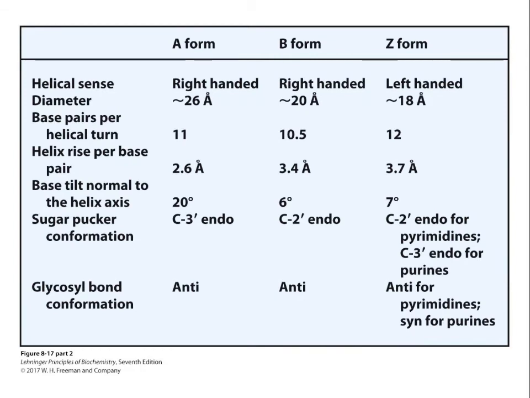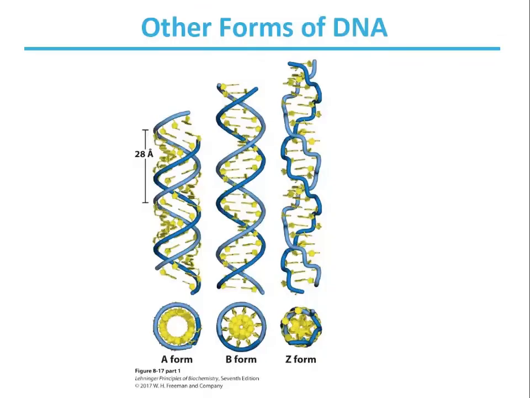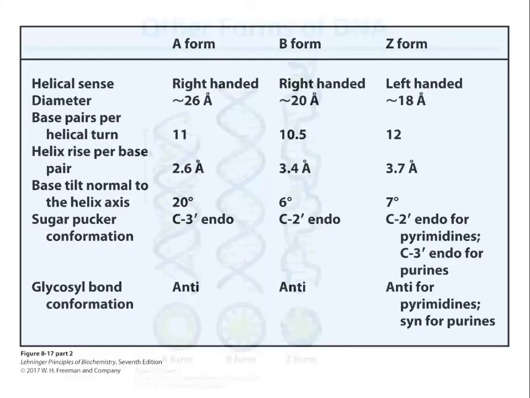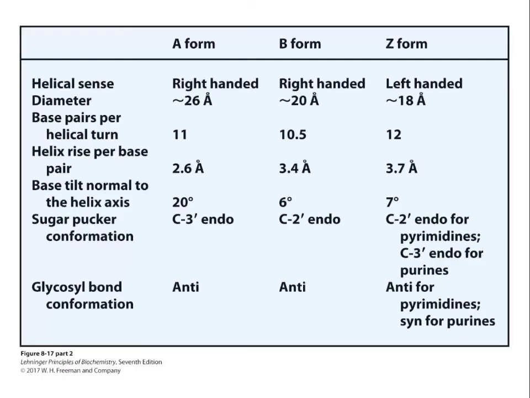So for the diameter, the A form has more diameter, 26, and the Z form has a small diameter. Base pairs per helical turn: the number of base pairs that form one helical turn in the A form.